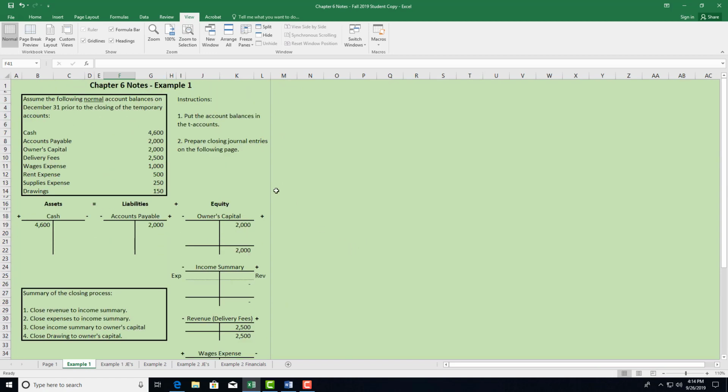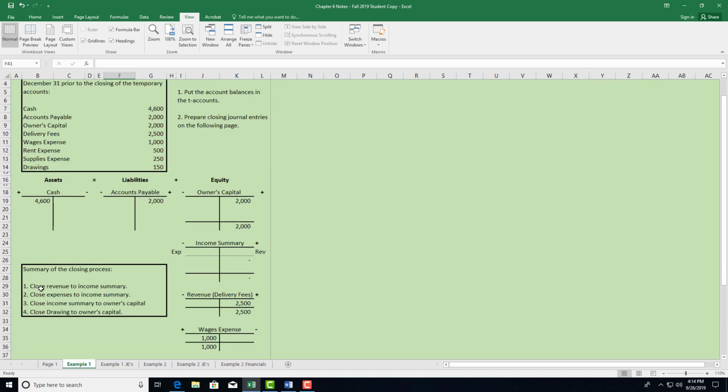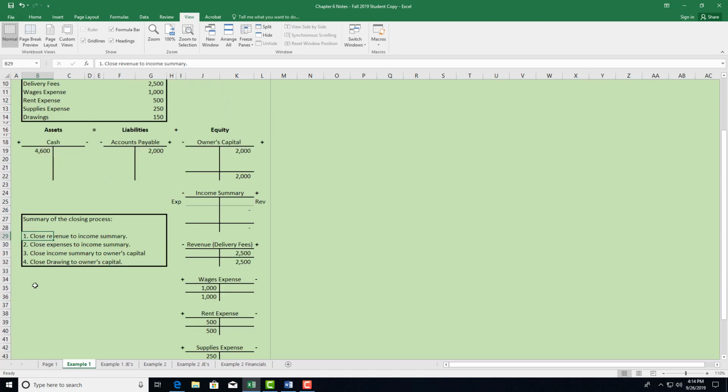And then step 2 says prepare closing journal entries. We're actually doing the journal entries on the following page, but we will flip back and forth between this page and the next page. So when we do the closing entries, number 1 says to close the revenue to income summary. The income summary account is just an account that is only used in the closing process. We have permanent accounts and we have temporary accounts. You can think of the income summary as a super temporary account. It is only used in the closing process.